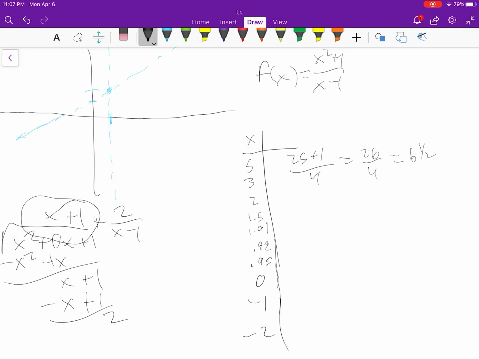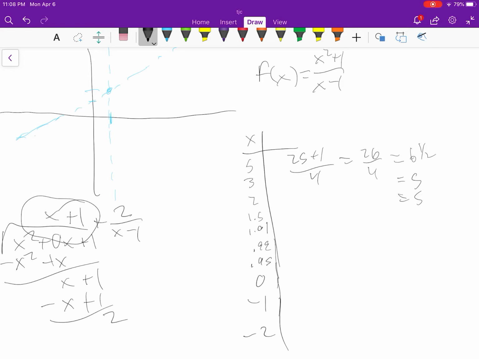Okay, we can plug 3 in. You're going to get 10 over 2, which is 5. So at 3, you're going to have 5. Wait a minute. So you plug 3 in, you'll get 9 plus 1, which is 10 over 2, which is 5. And you plug 2 in, you get 4 plus 1, which is 5 over 1, so you get 5 again.